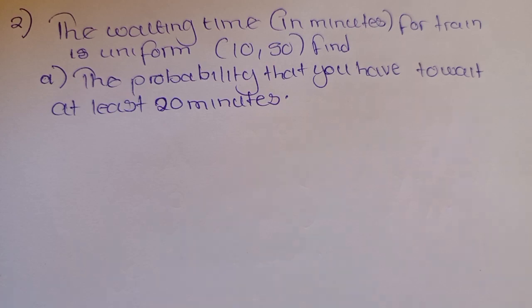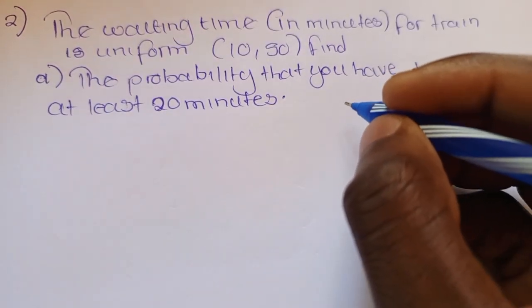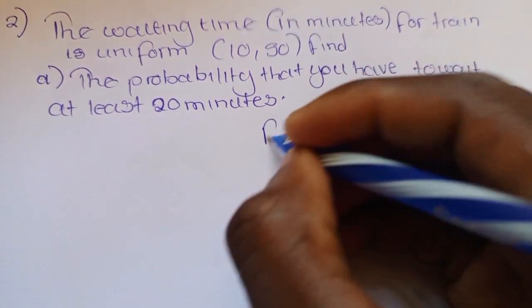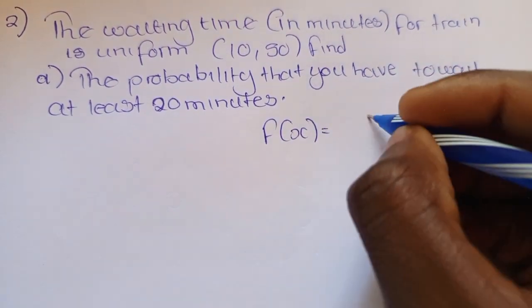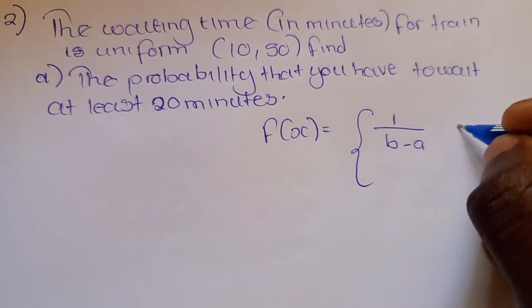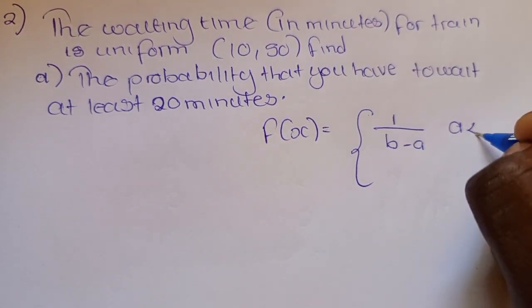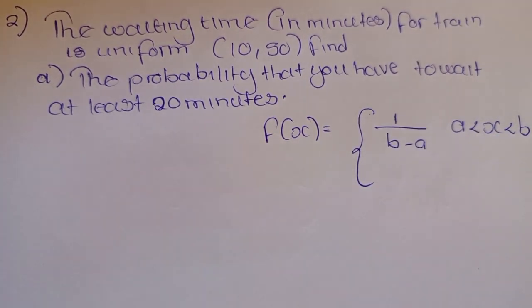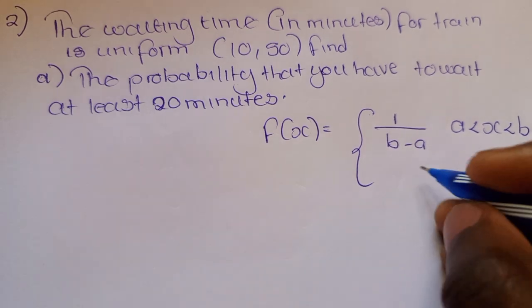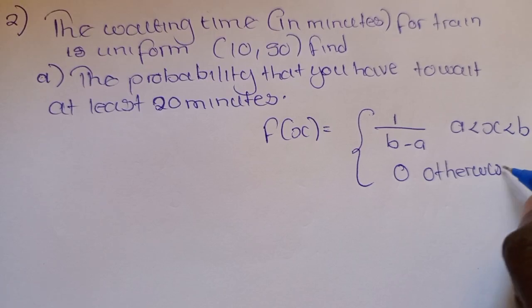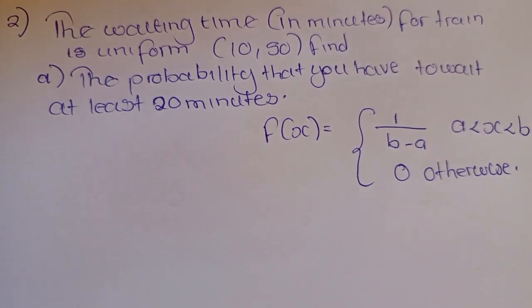So one thing that you need to know about uniform distribution is how to create the formula using the parameters: f of x equals 1 over b minus a, where the parameter is a less than x less than b, or if what we are given does not obey the given assumption, the number is always 0, which is 0 otherwise.